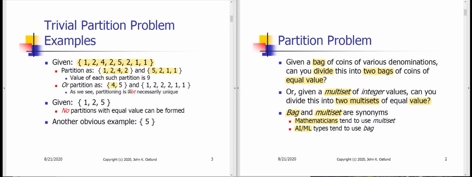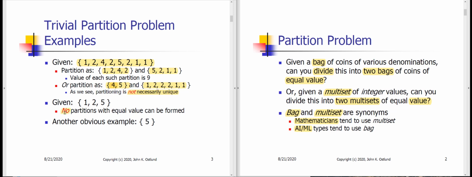Now, it's not necessary that the partition that you find has to be unique. In fact, for our example here, if we put 4 and 5 in one multiset, those have a value of 9, and all the remaining values, 1, 2, 2, 2, 1, 1, likewise sum to 9. Okay, so we're interested in the problem of, can we find a partition of the values in this multiset?